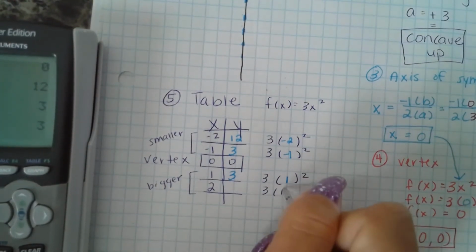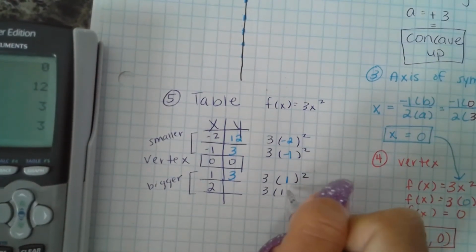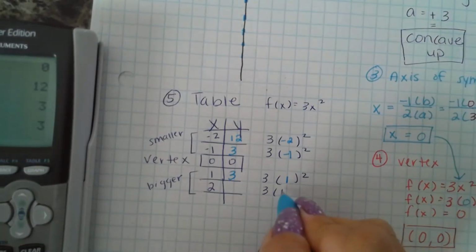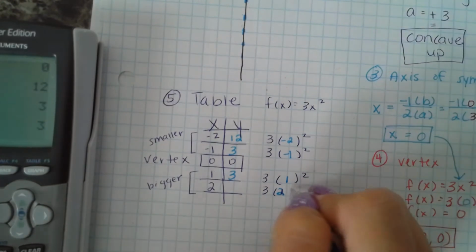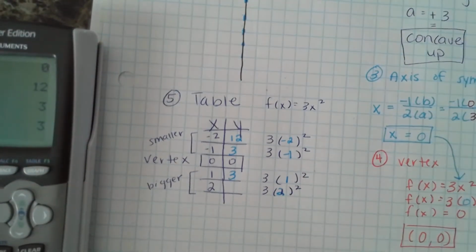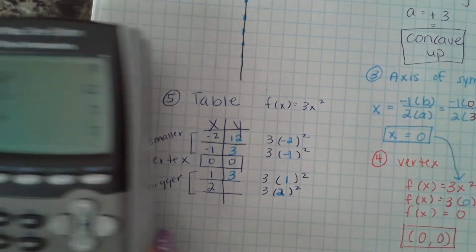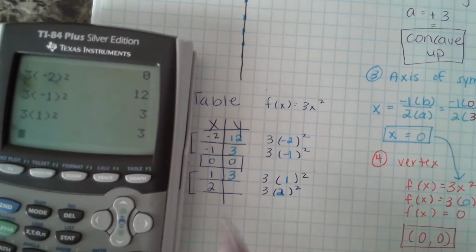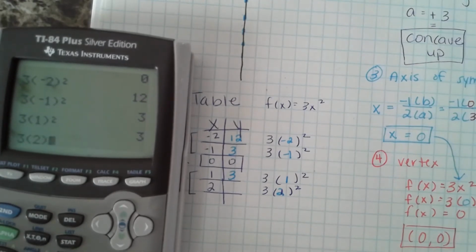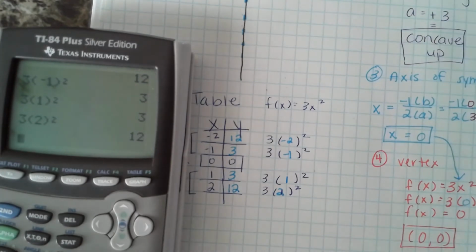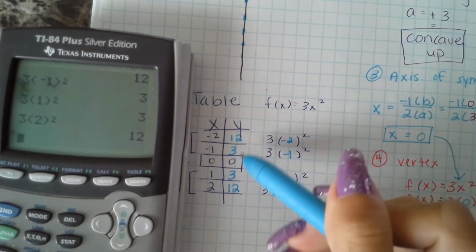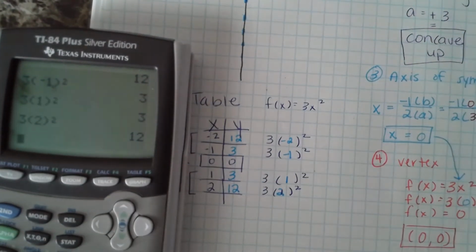3 times, this should be a 2. 3 times 2 because that's our x squared. Okay. So when I put it into the calculator, 3 times 2 squared gives us a 12. Awesome. So now we have the rest of the 4 points to make this graph.